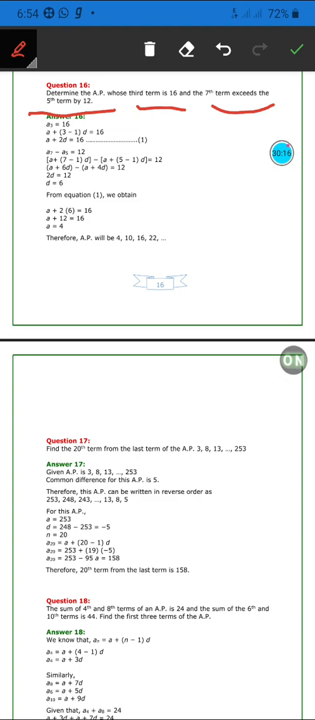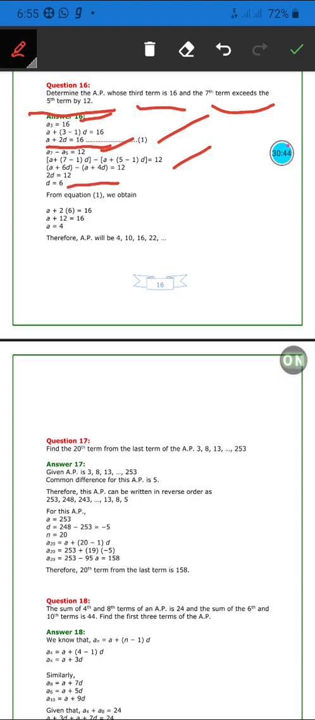So we can write it as a plus 2d equal to 16. This is the first equation. And the next given equation, what is that? A7 exceeds A5 by 12, which means when we subtract A5 from A7, it is 12. Okay, so by subtracting these two, d is equal to 6. So put this d value in equation 1. What we get? A value as 4.